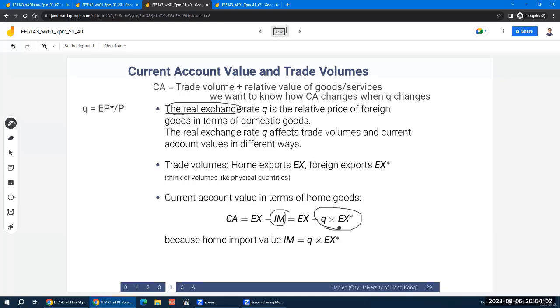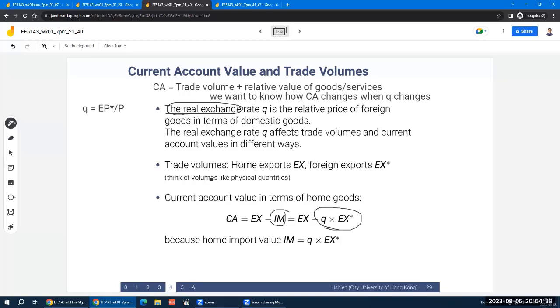Agree? So the intuition is the following. Think of P star and P as per unit of a consumption basket. Then it should all go through, right? Then imports is simply foreign exports, but now in terms of domestic currency. So you multiply Q times EX star, that equals IM. That's it. If you don't get it now, that's fine. I will give you a formal definition, more math later on, but that's the way we move from IM to Q times EX star.